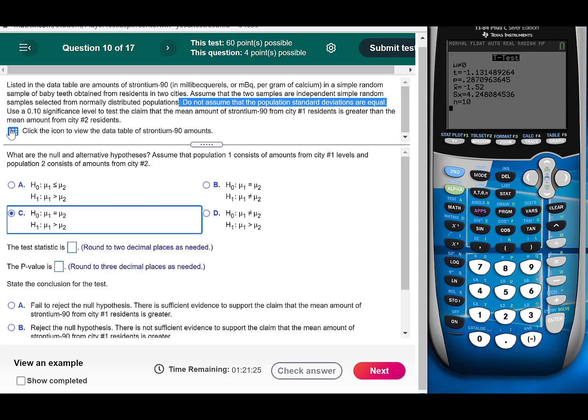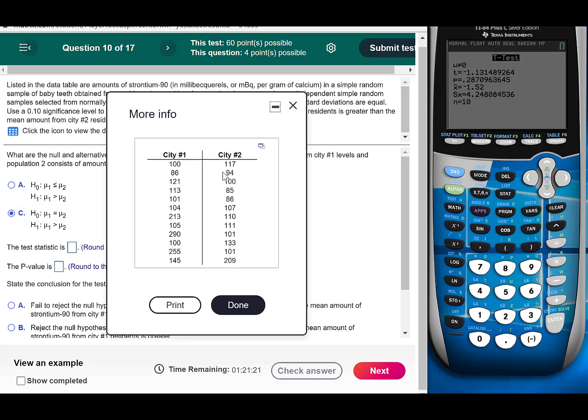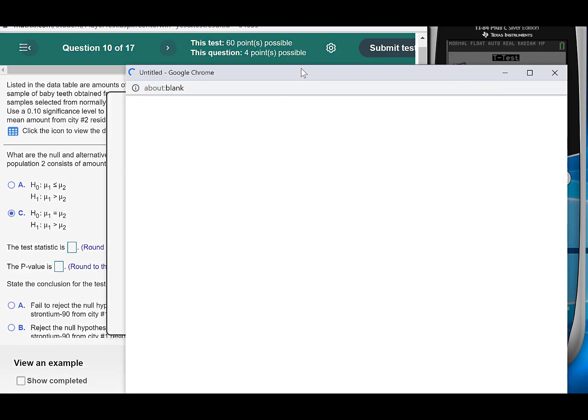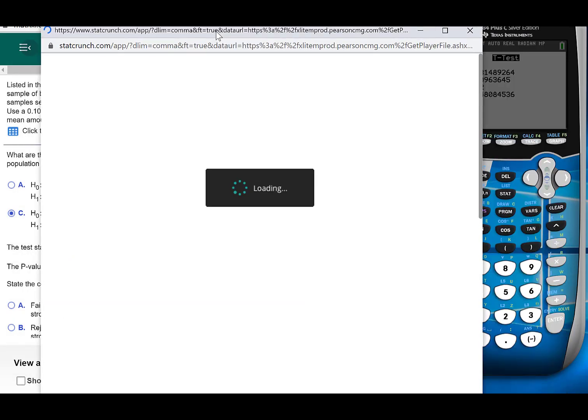How do you do this one? I'm going to show you how to do it using Statcrunch, and then we'll do it using the calculator. Opening Statcrunch. It's a 2-sample t-test if using the calculator.